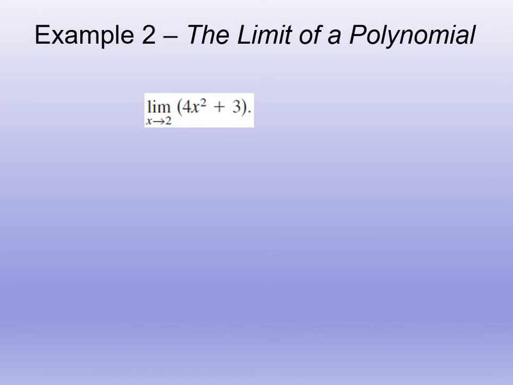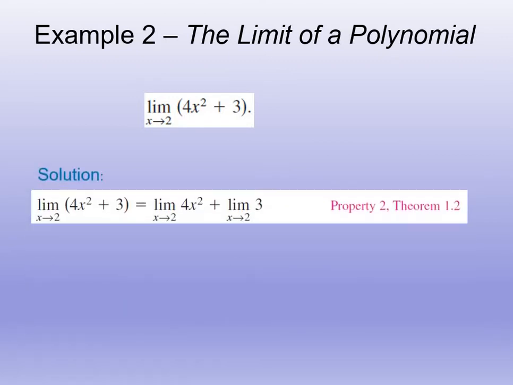Technically, we can break this into two different limits as well. This is a sum. So our first approach would be taking the limit of x squared as x approaches 2, and that 4 is our scalar. And then we would have plus the limit of 3 as x approaches 2 as well. Yes, you can break it down into those chunks, but it's the same thing as if we just substitute in 2 for x, and we get 2 squared, which is 4. 4 times 4 is 16, plus 3, 19. It all works out the same way.